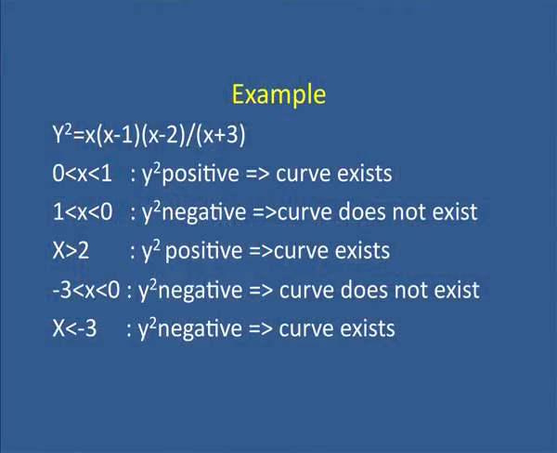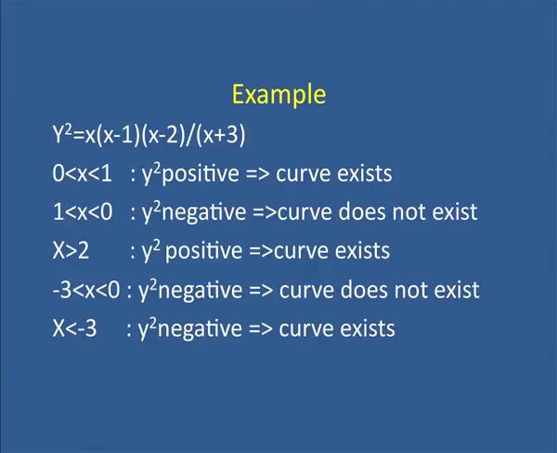Since the curve is in terms of y square, y square must be positive for any value of x. If y square is negative, then the curve does not exist. For example, y square is equal to x multiplied by x minus 1, x minus 2 whole divided by x plus 3. In this example, we find for x between 0 and 1, y square is positive.